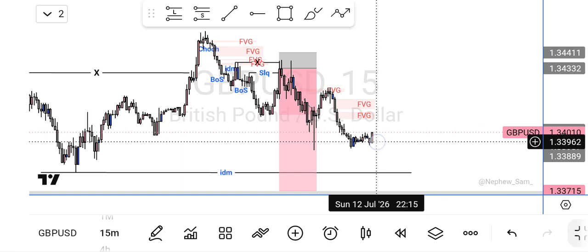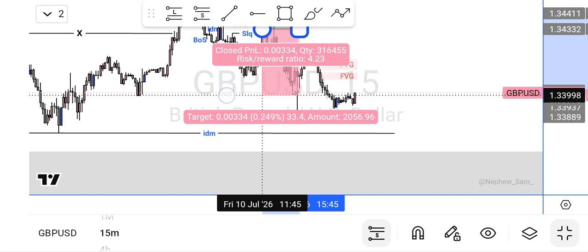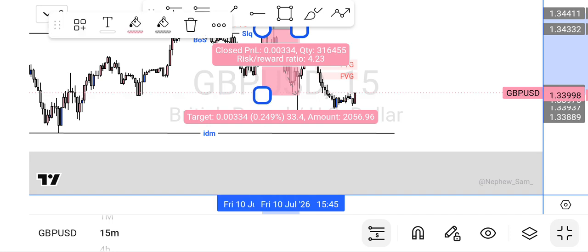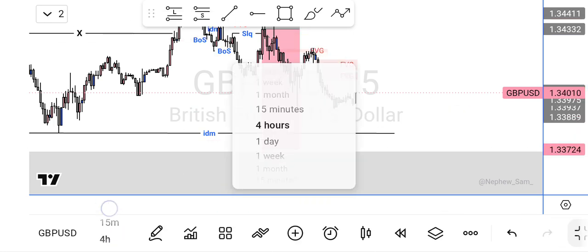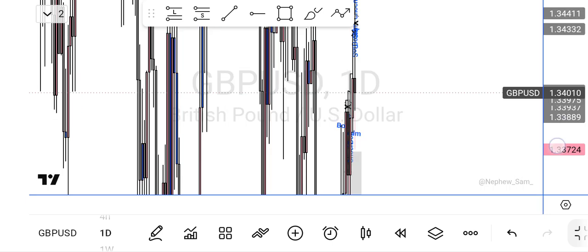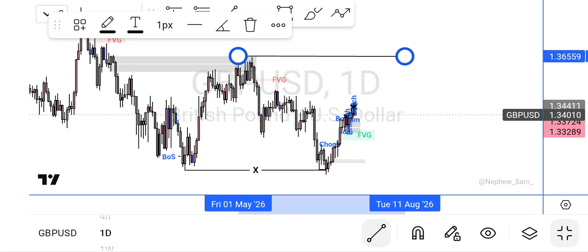Though this one I closed it around here before the market closed. That's about a 1:4 trade. I closed it just before the market closed because I did not want to hold the trade overnight, due to the Iran and US war that is still brewing. But for next week, if we go back to the daily, we can see that our daily target is still here, right? It has not gotten there yet. So that means our daily bias is still bullish.